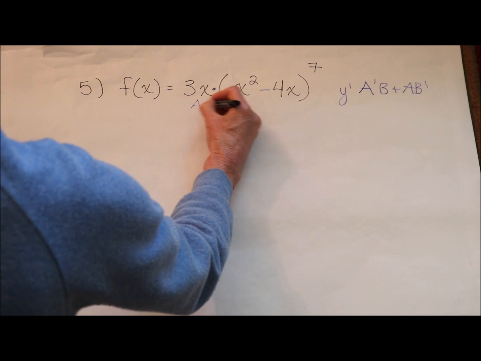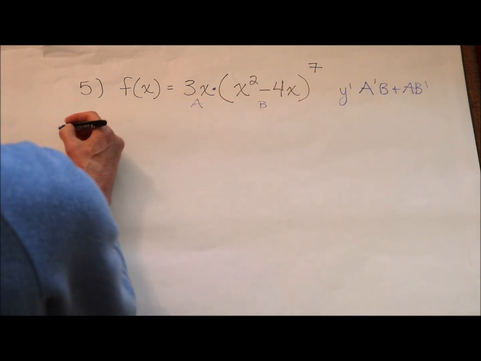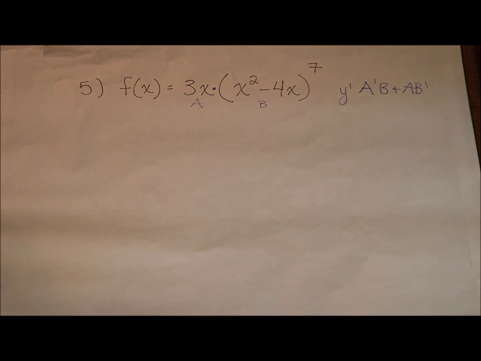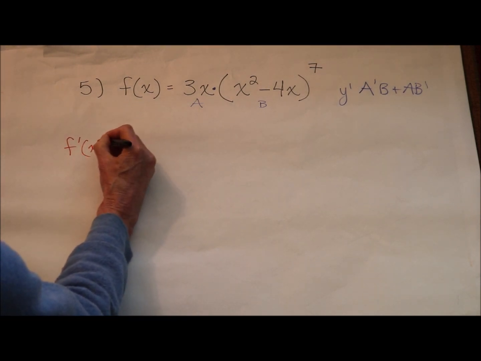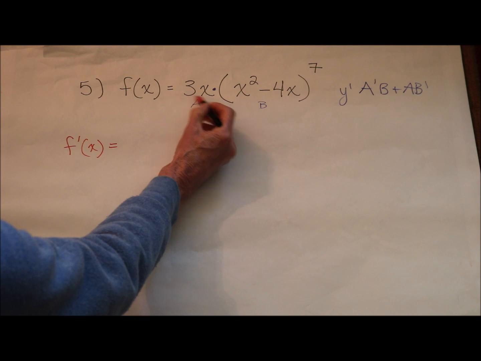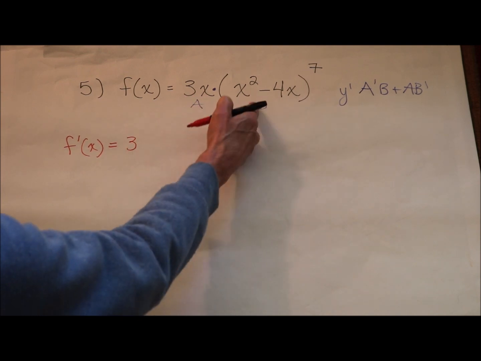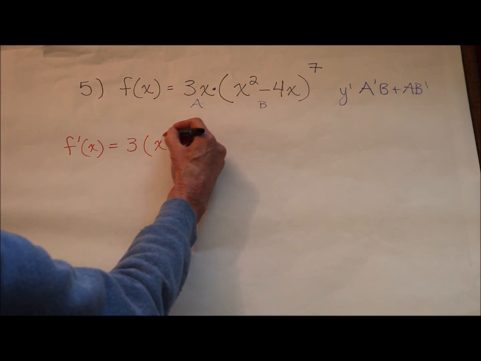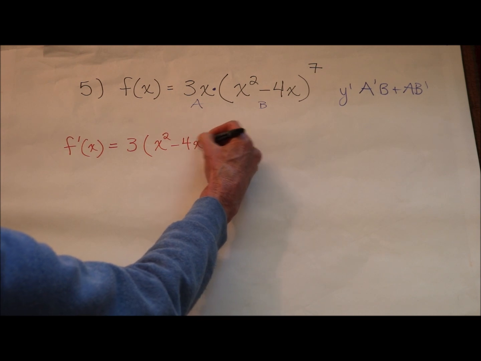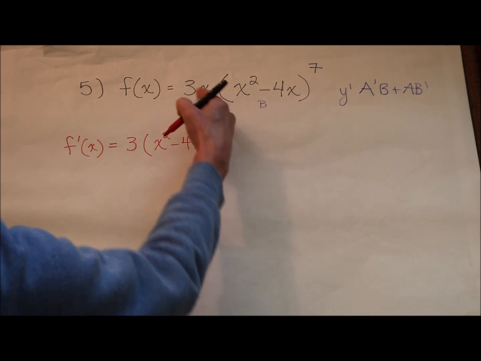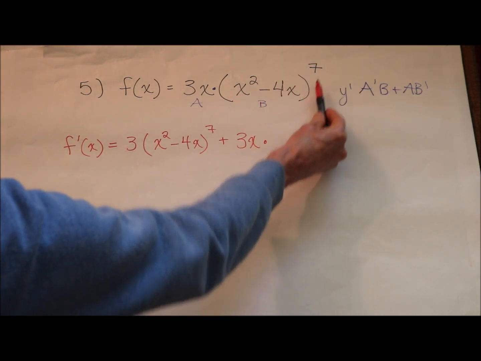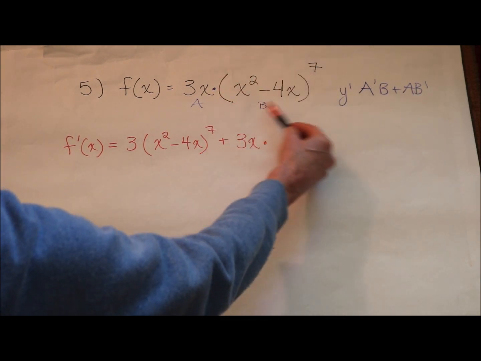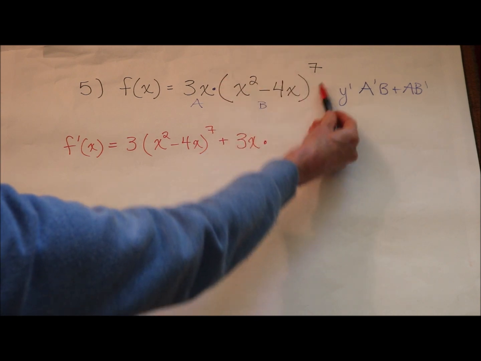This is going to be a, this is going to be b. Here we go. Derivative of a is just 3 times b as it is, plus a as it is, times the derivative of b. Okay, now to take the derivative of b, that's going to be a chain rule situation.